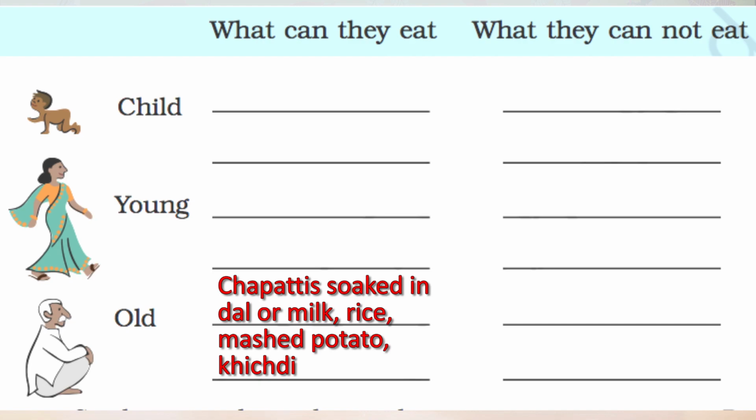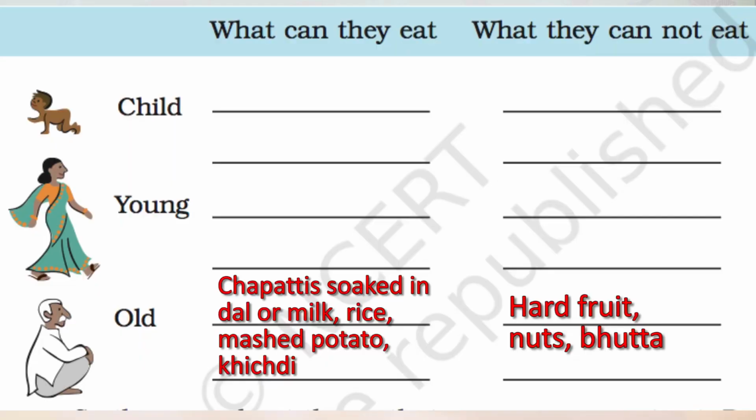Now on to the old people. What can they eat? Well, old people can eat chapati soaked in dal or milk, rice, mashed potato and khichdi. And what can they not eat, students? Well, they cannot eat hard fruits, nuts and bhutta, which we saw in this story. So students, this was all about what we can eat and what we cannot eat. But generally, is this always the case? There are certain things which we cannot eat as well. We will see in this activity.